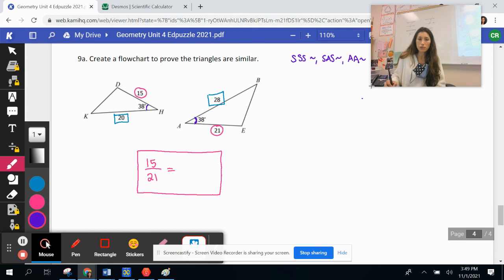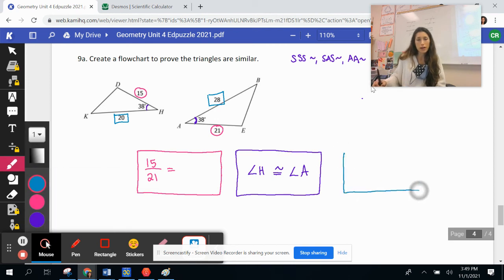Then we said angle H was congruent to angle A. Those were marked on the diagram. Remember, they're both the 38 degrees. And then my two bigger sides, put that into a box. So we're just organizing our thought process here. And then we've got the sides 20 and 28, and we're going to simplify that.